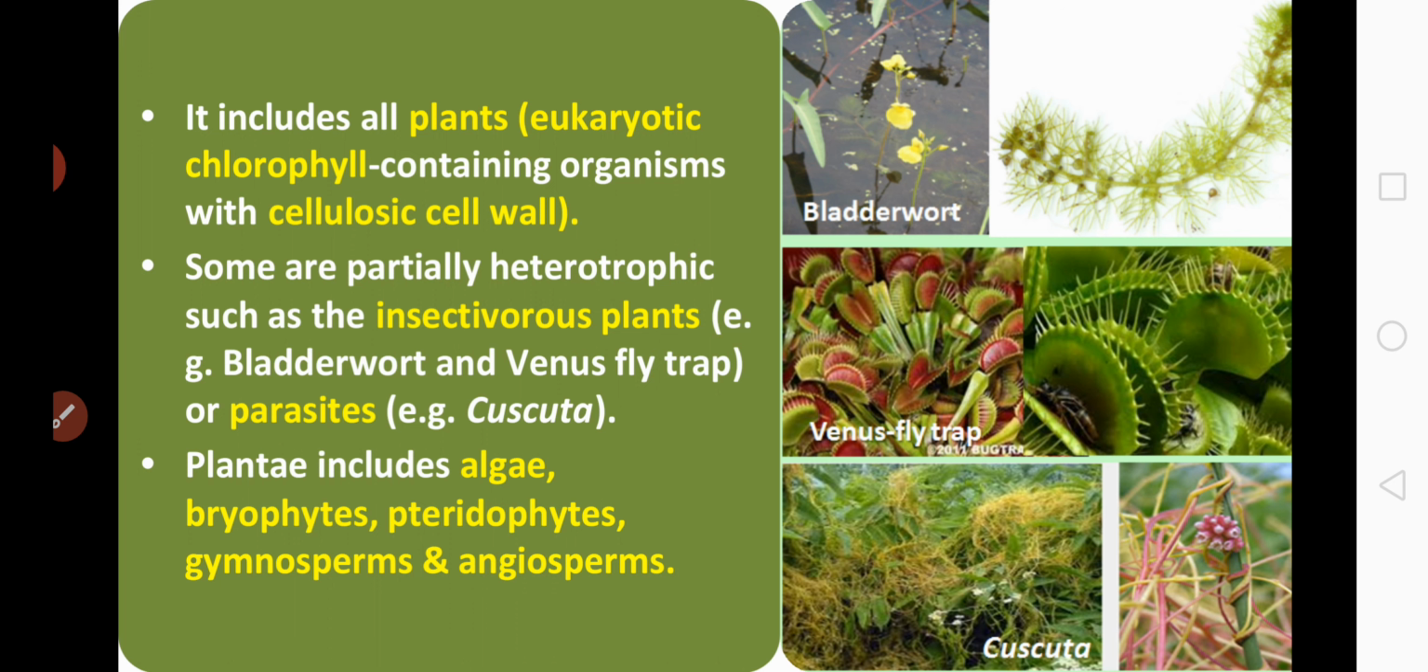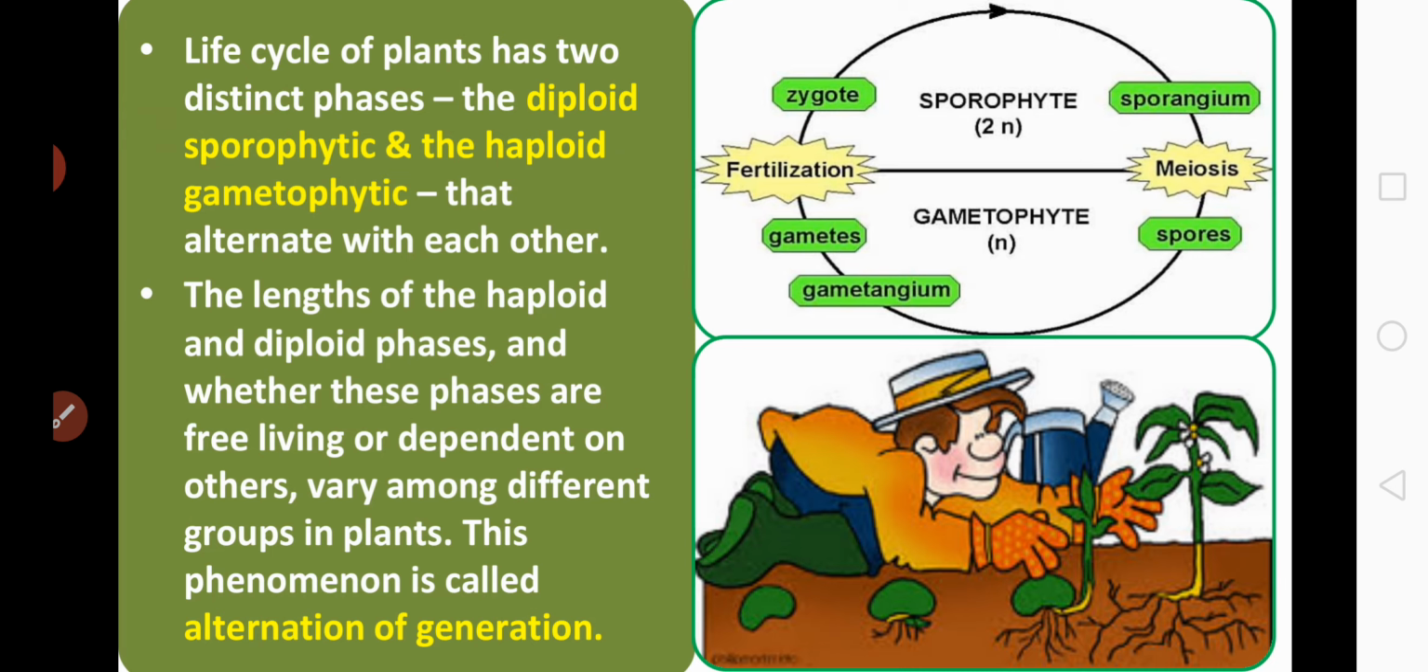Now coming to the groups under kingdom Plantae, it includes algae, bryophytes, pteridophytes, gymnosperms and angiosperms. So these are the groups under kingdom Plantae. Once again I'll repeat: algae, bryophytes, pteridophytes, gymnosperms and angiosperms. Am I clear? Okay.